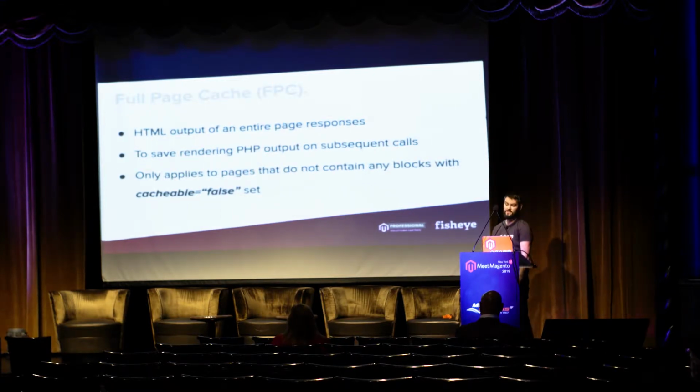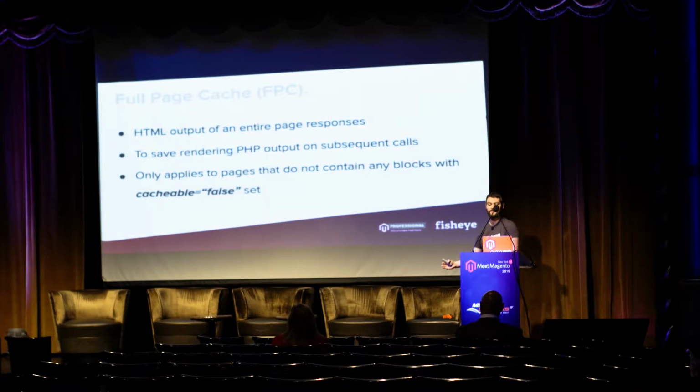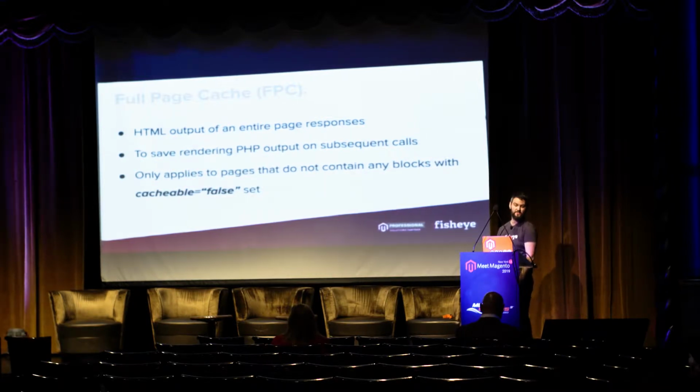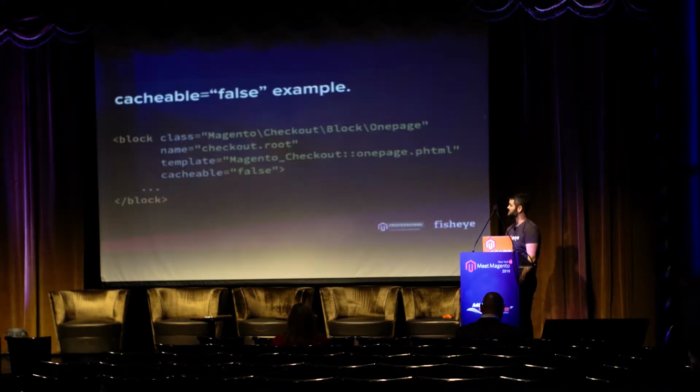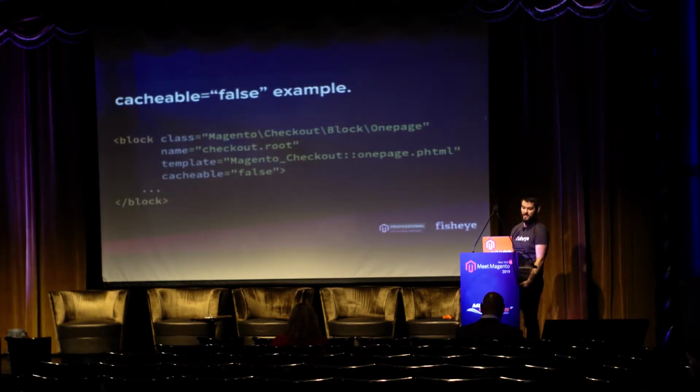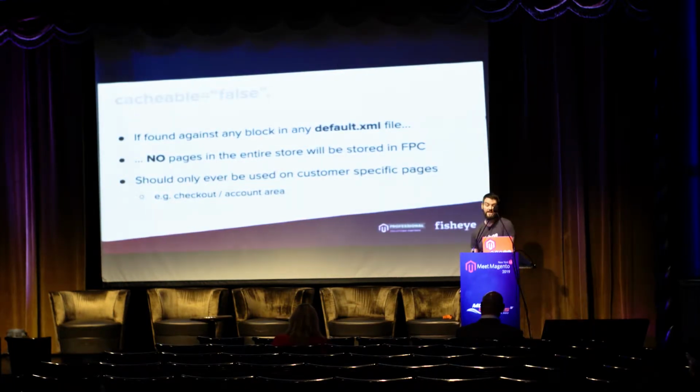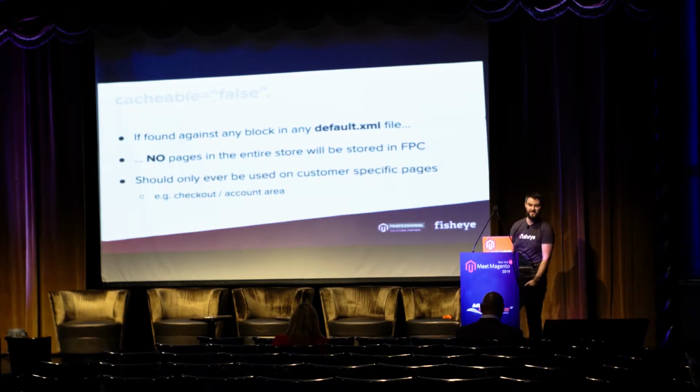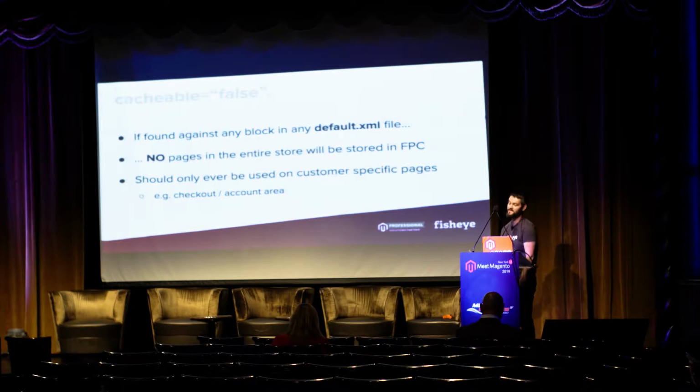Lastly, full-page cache. So this is a bit like block HTML, but for the entire page response. Again, it's just to save having to re-render the PHP. It will only apply to pages that don't have a block included with cacheable equals false. So that looks a bit like this at the bottom here. So this is an example from the checkout. So the checkout is not cached for the full page because it's customer specific, therefore it's okay. However, if you're to find it in, say, a third-party extension, I won't name any names. I think most of them are cleaned up by now. But yeah, if you find cacheable equals false in a default.xml file, basically your entire storefront is excluded from full-page cache.